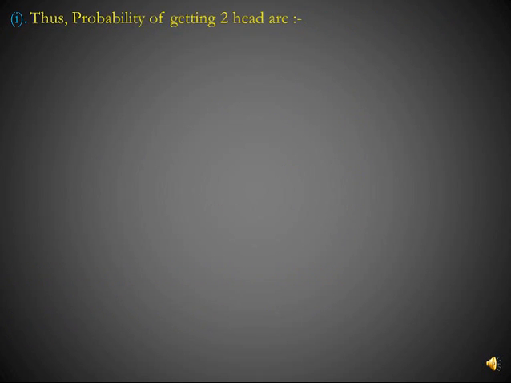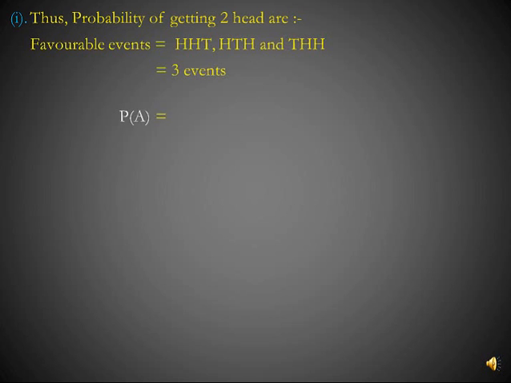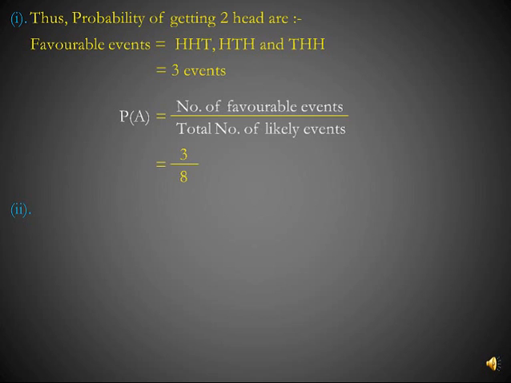Therefore, the probability of getting 2 heads: first we will discuss our favorable events. What are our favorable events of 2 heads? It may be head head tail, head tail head or tail head head. It means we have 3 events. So probability of A will be favorable events upon total number of likely events, that is 3 upon 8.